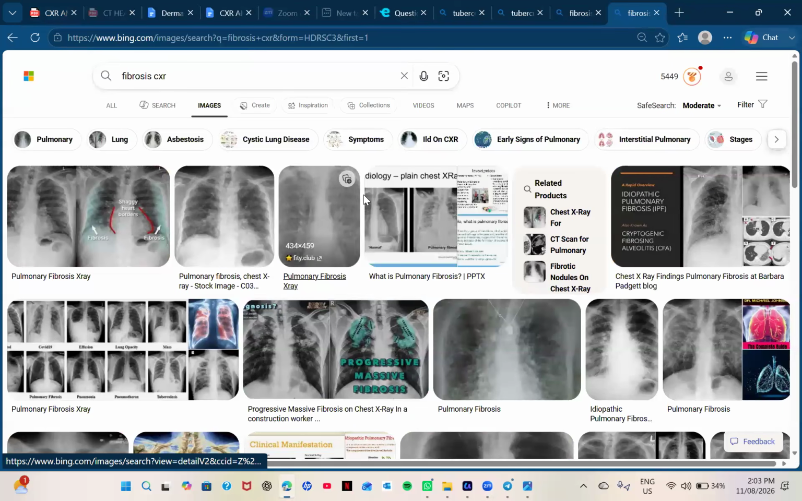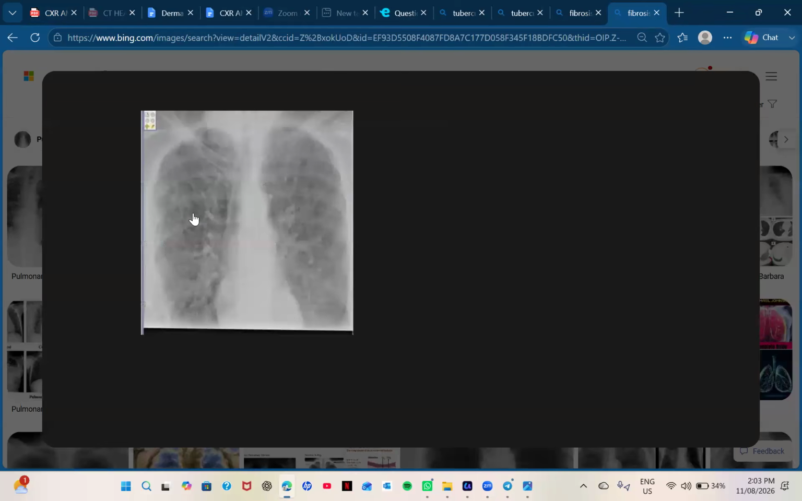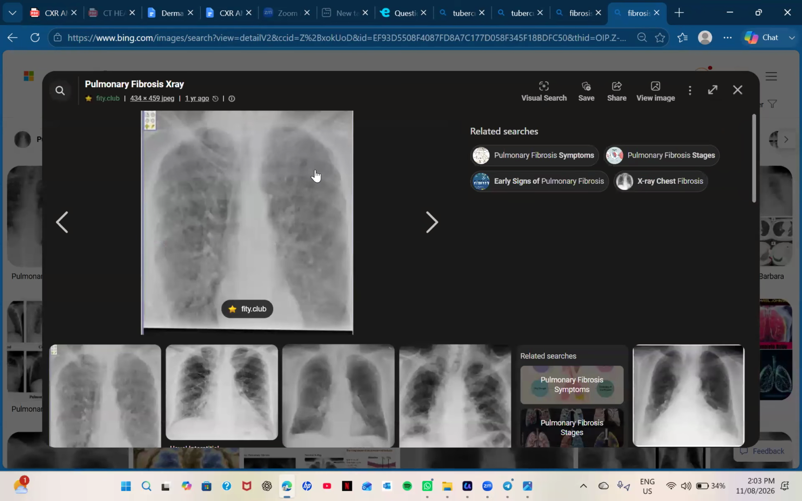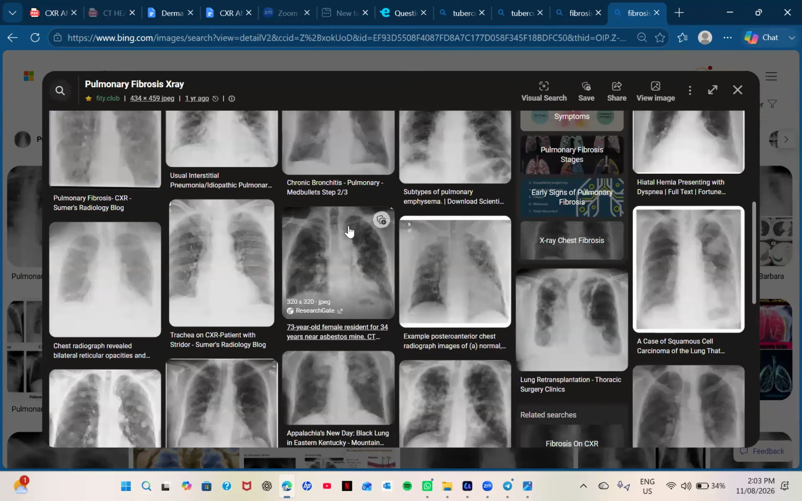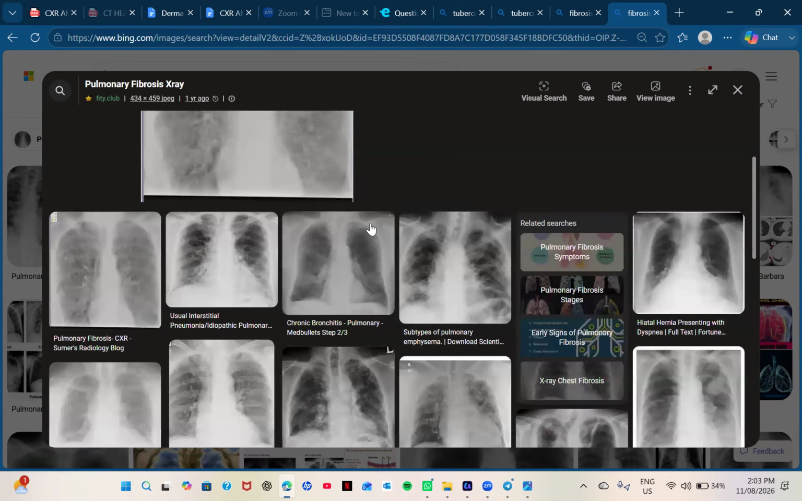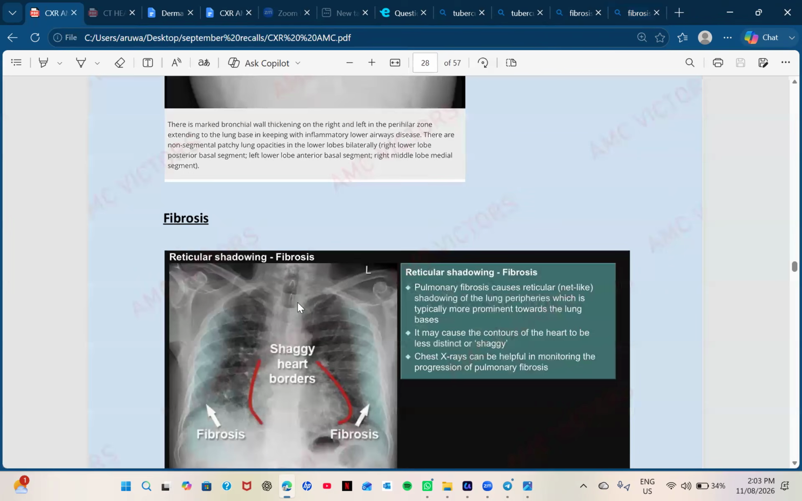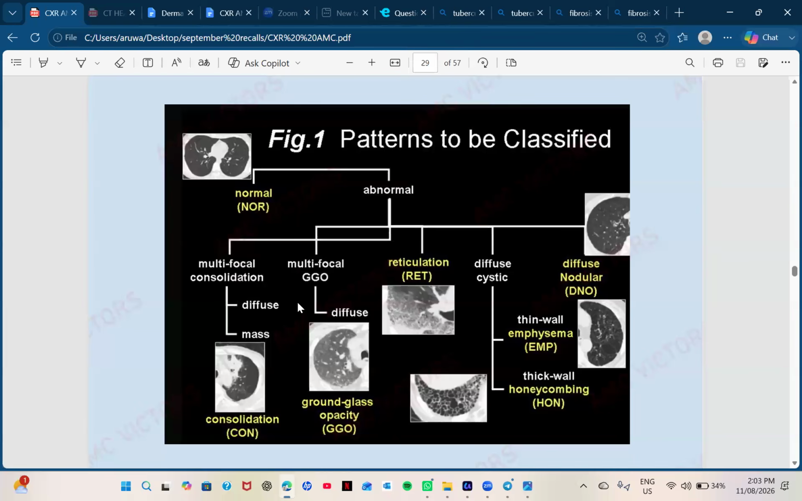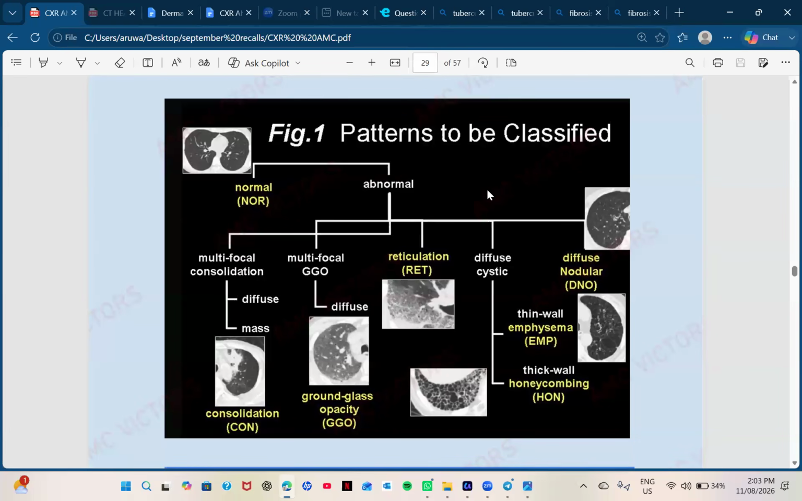Here, the picture that I got. Can you see a net-like, reticular net-like shadow right here? You can see everything here. Okay, like that. Then what you can see in the CT is very important, doctors.